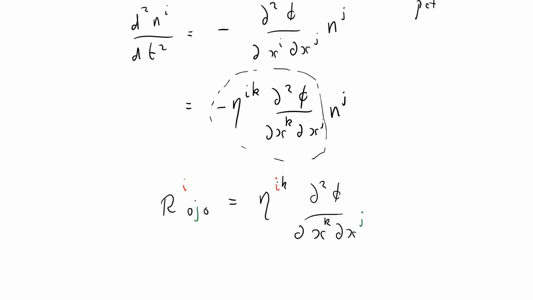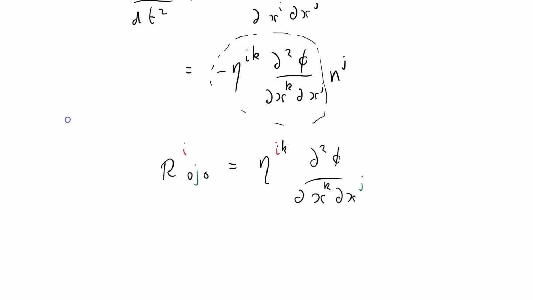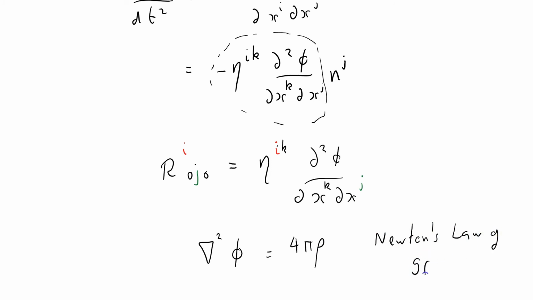Okay, so how do we do that exactly? Well, what we need to do is to remind ourselves what Newton's law of gravitation is. 4 pi rho. That's just Newton's law of gravitation.